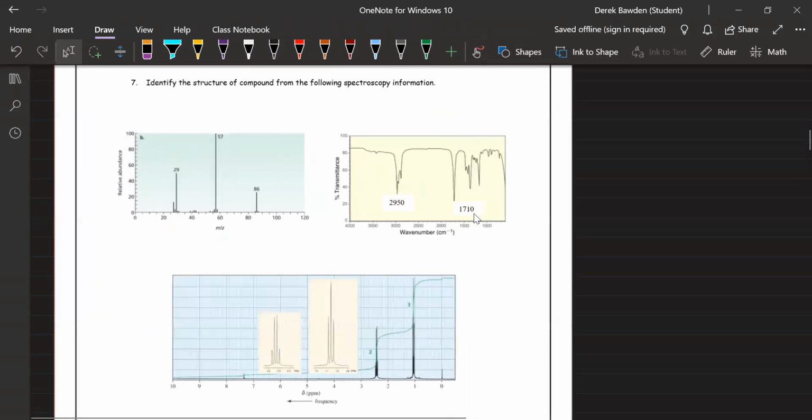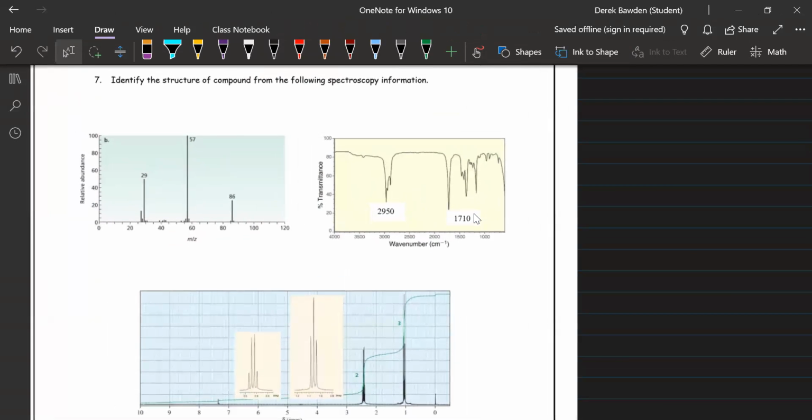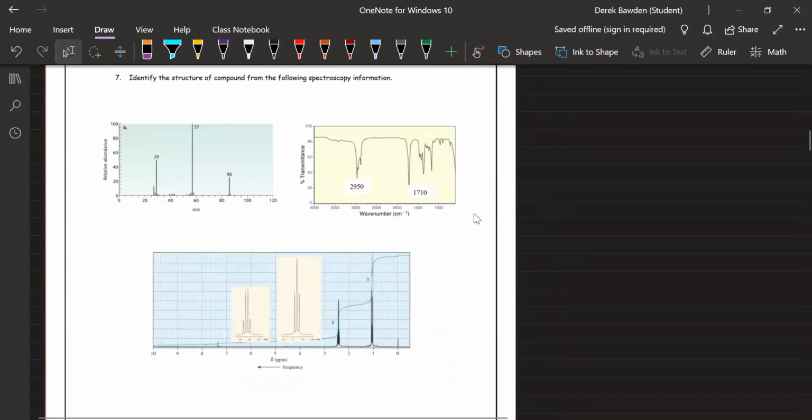So we want to identify the structure of the compound from the following spectroscopy information. Now we have 3 graphs here. What's this top left one? Mass spec? It is the mass spec. Perfect. So what's the mass of our molecule? 57? Someone said 57. What did the other person say? 86. 86? Okay.